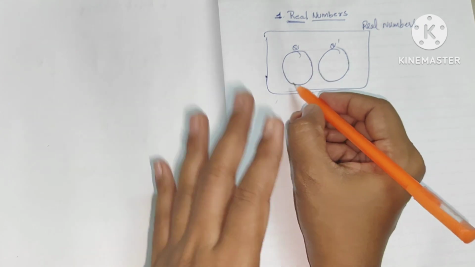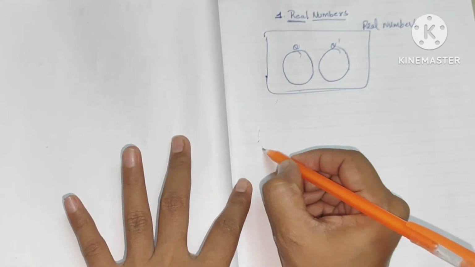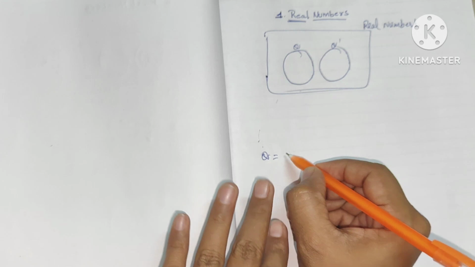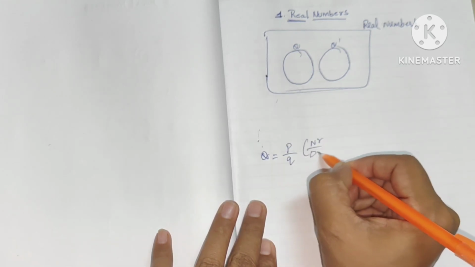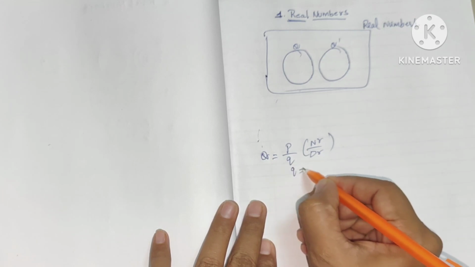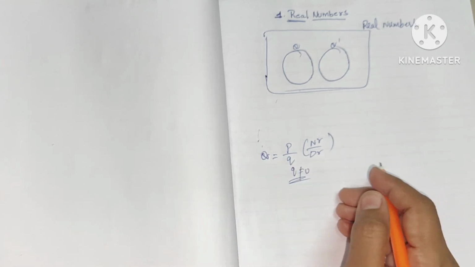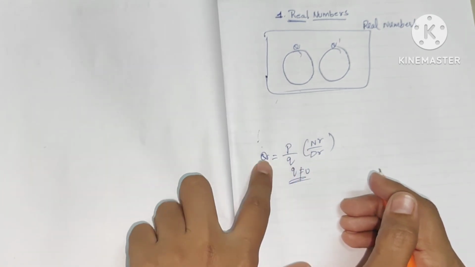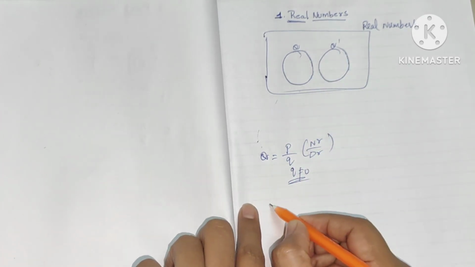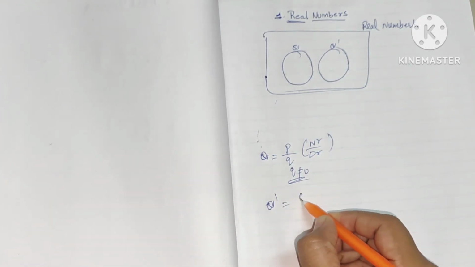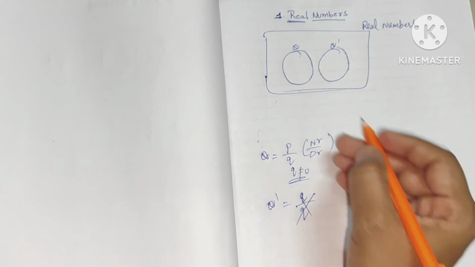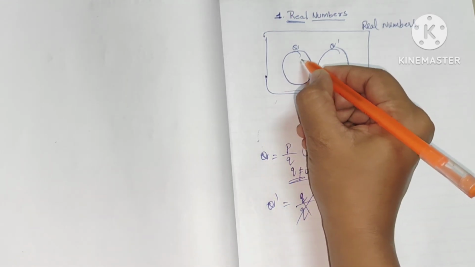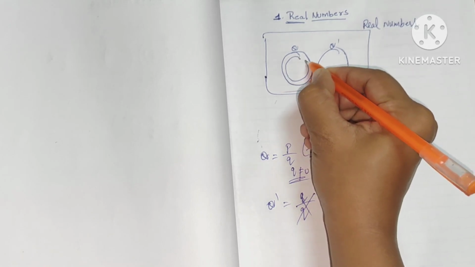So again, what is a rational number? A rational number is a number which can be written in the form of p by q, that is numerator by denominator, and here q is not equal to 0. Okay, so these are called rational. And irrational numbers cannot be written in the form of p by q. Okay, right. So in the rational numbers you have integers.